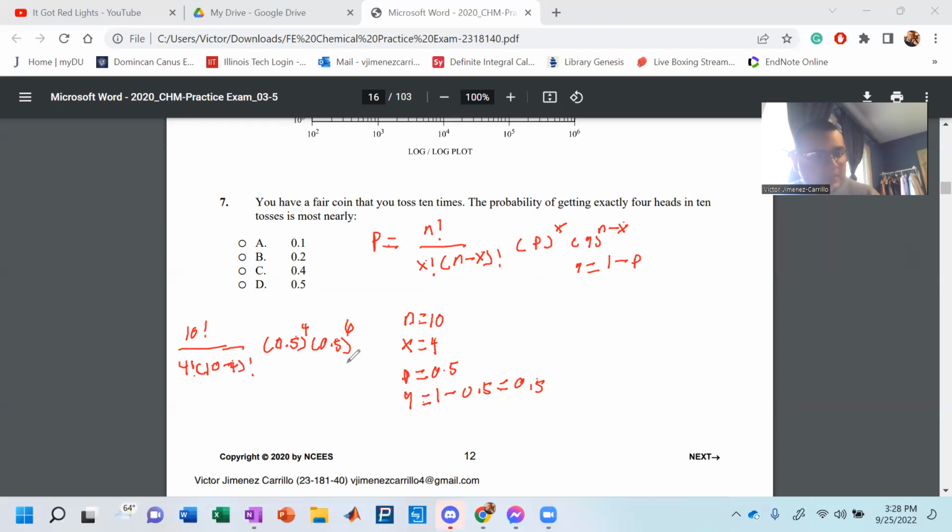It'll get you that. Then you plug this puppy into your calculator, and even the shitty calculators have the exclamation mark. You don't need to do anything crazy. And you're going to end up getting 0.2, and that's the answer, B. Nothing crazy. It's just that you've never seen it, so you don't know how to use it.